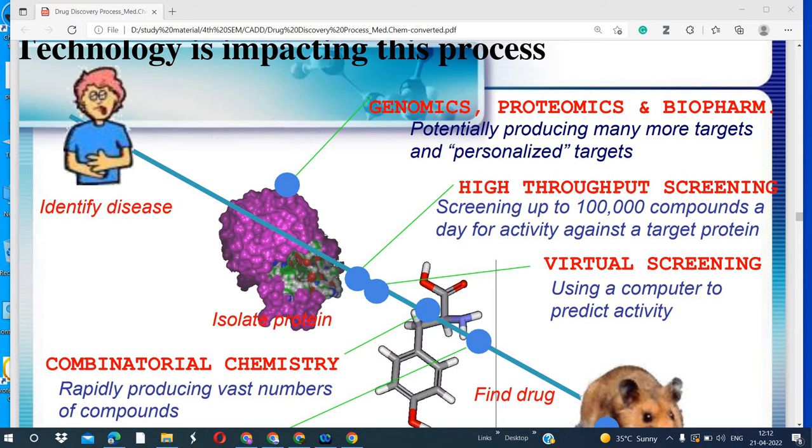This is also a method that we can say is proteomics. Microarray technology is very useful in this. High throughput screening means we are screening a large number of compounds in a day for activity against the target proteins. The target proteins we have already isolated using proteomics methods. We have another lecture on proteomics; you can watch it on YouTube, how we isolate and identify the protein.